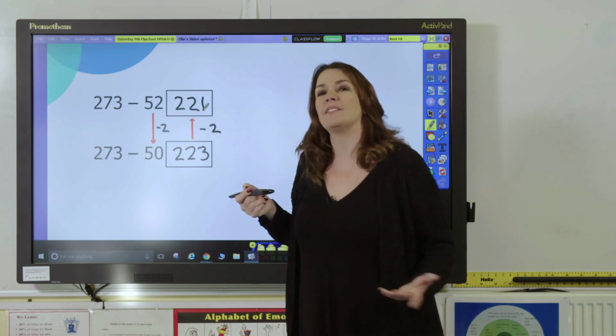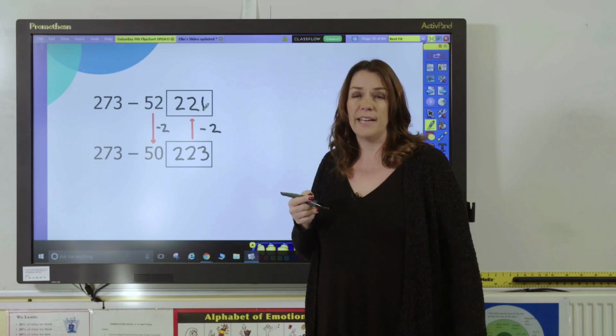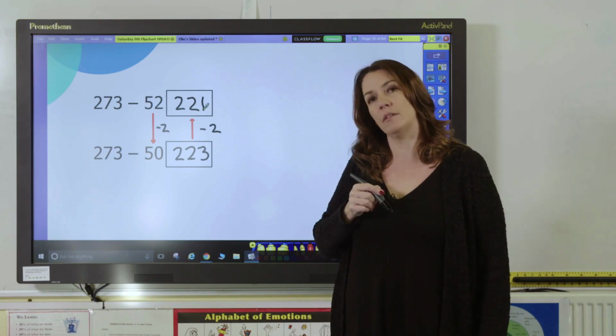Now pupils can find this concept a little bit tricky, so using some concrete apparatus such as Dienes would really help them see how much they need to adjust their answer by. So there you go, that's using compensation to calculate as a mental strategy.